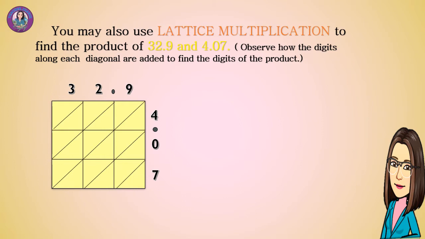Now, let us multiply first 7 to all of the digits at the top. 7 times 9 equals 63, right? 3 and 6 to the left. Next, 7 times 2 equals 14, right? 4 to the right and 1 to the left. Next, 7 times 3 equals 21, right? 1 to the right and 2 to the left.